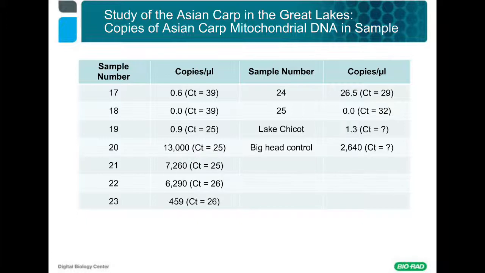The outcome of this was that digital PCR provided a much more sensitive and much more robust quantification of the mitochondrial DNA. They also saw that in some samples, for instance in the Lake Chicot sample, no amplification was actually obtained, not even the positive control, but digital PCR did give a value. All this data showed that digital PCR was definitely a method of choice for detection of invasive species, especially in large water bodies.